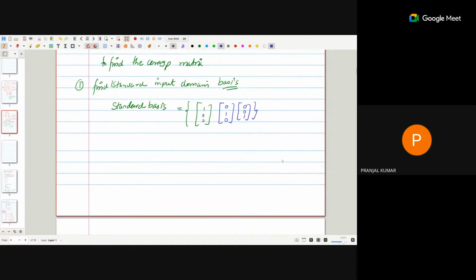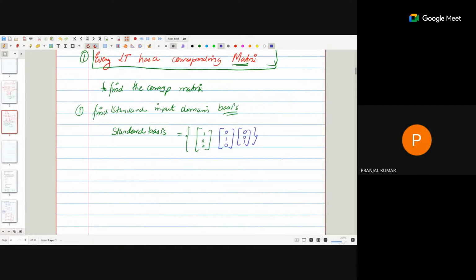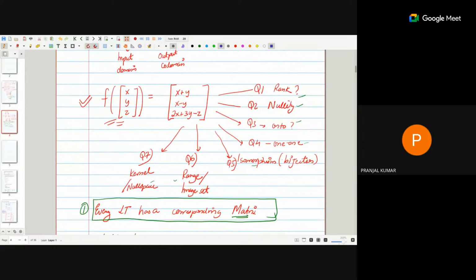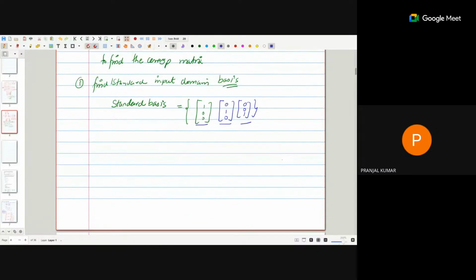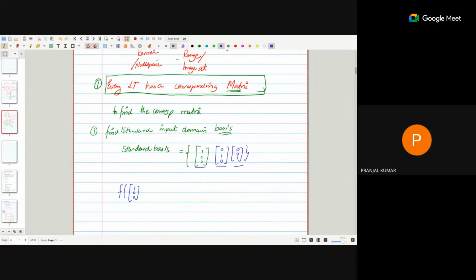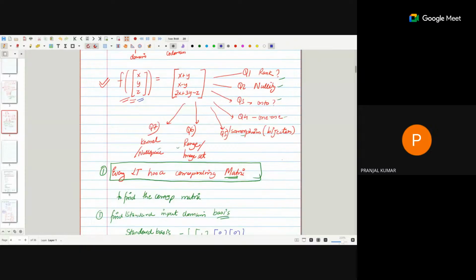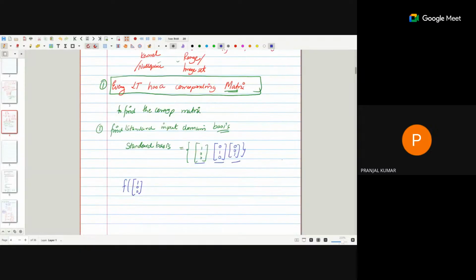Okay. Now what you will do, you will feed these vectors from the input domain basis vector set into this linear transformation, which has been defined for you, to get the whole of the matrix. So you will find the image of the first. According to this definition, what is the image? It is x plus y, x minus y, 2x plus 3y minus z, right?